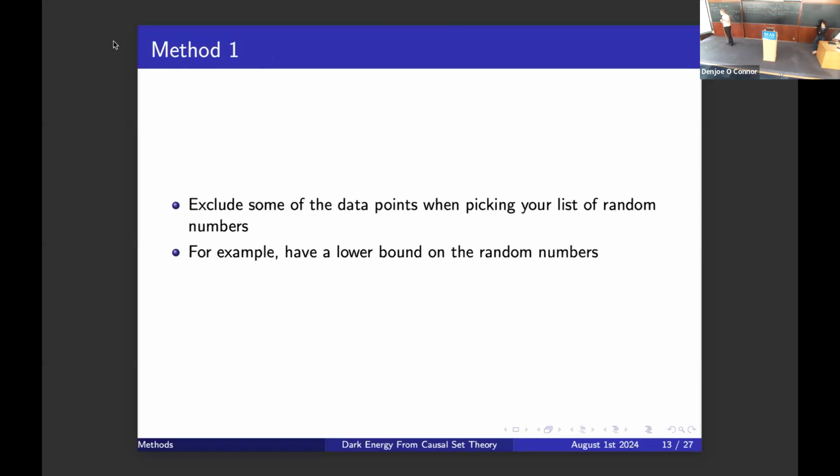One method is to exclude some data points when picking your list of random numbers. So you can do something like taking a lower bound, saying that you're only going to include ones that are bigger than minus 2.5, something like that. They're normally distributed with a mean of 0 and a standard deviation of 1. So you're only cutting out a small bit of the data. You're not taking out 50 or 60% of it. If you just get rid of maybe 1 or 2%, can that have a profound impact on how the final answers come out for H?